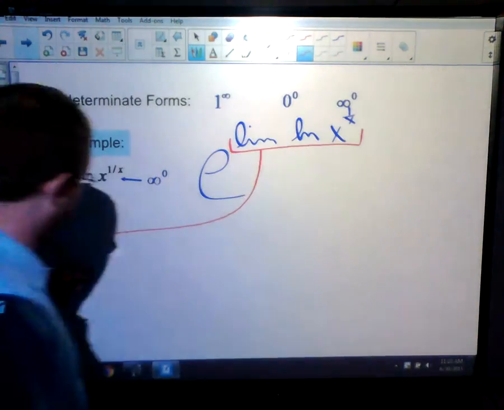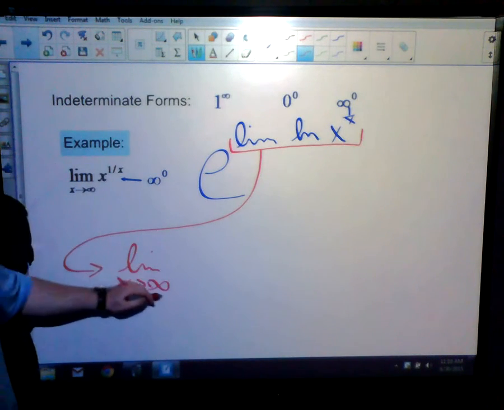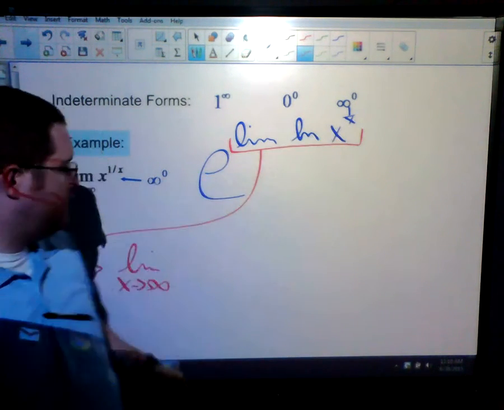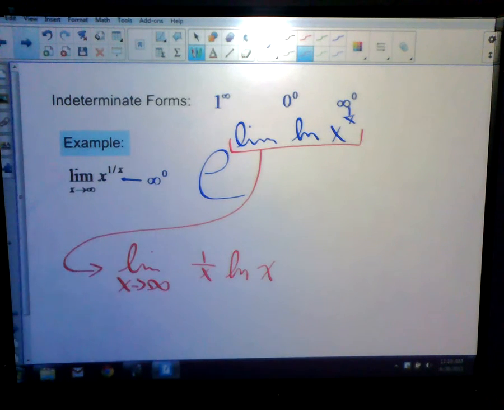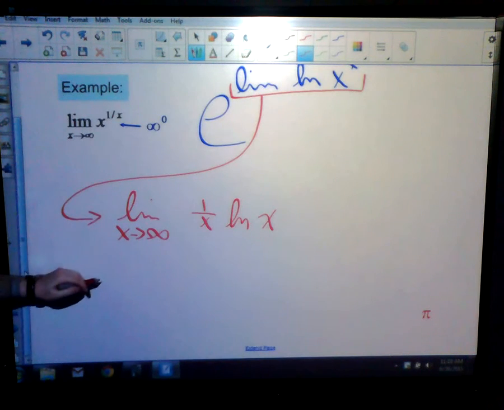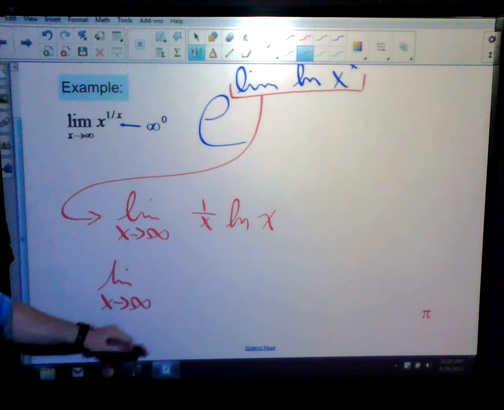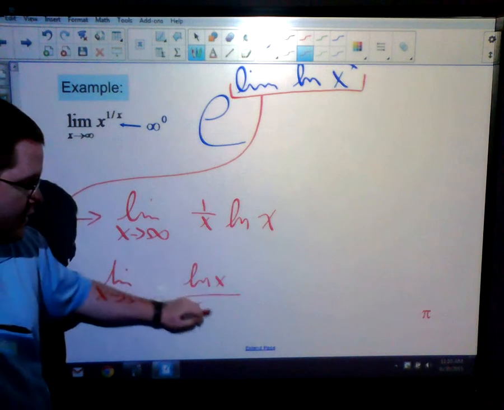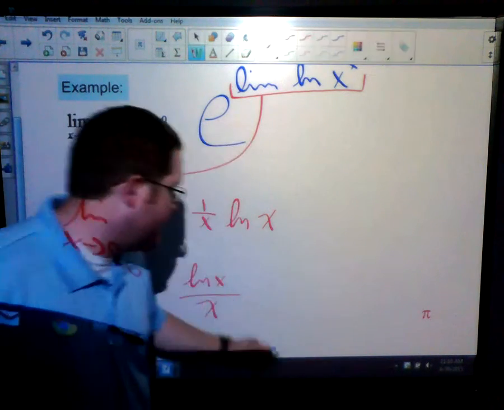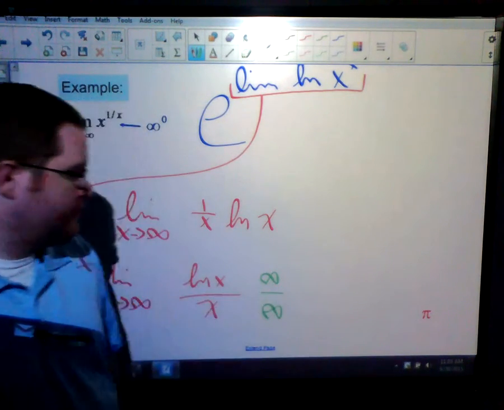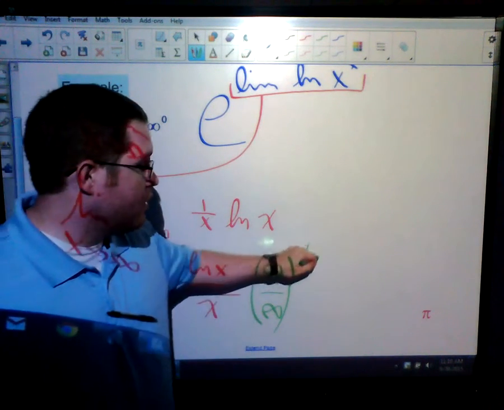So I know that the limit as x approaches infinity, what can I do with the exponent? I can put it in front, like that. That's the limit as x goes to infinity. This has to be written as a fraction, but that's really easy to put as a fraction. If you plug in infinity, you would get infinity over infinity. Infinity over infinity means I need to use L'Hopital's rule.